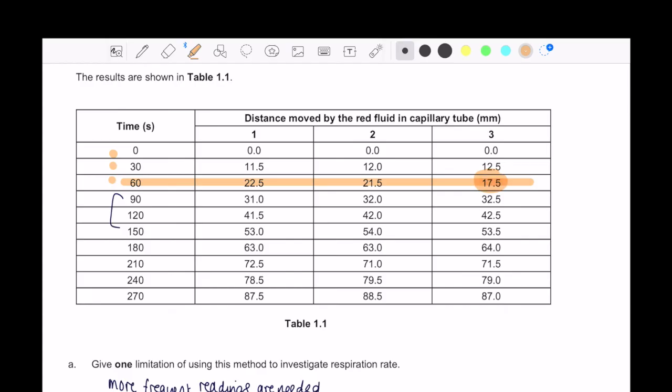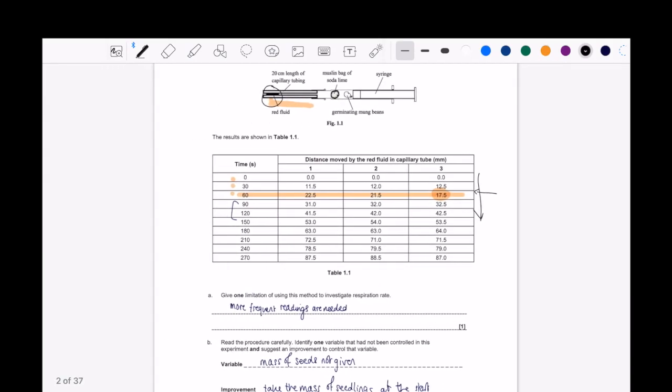17.5 doesn't really line up with the values going across, and it also doesn't line up with the values going down. And then the action you would take would just be repeat at 60 seconds to obtain another reading, because you want to see whether it was actually true or was it like a mistake, and then you get the new results from doing the repetition. Repeats are so important, remember that.